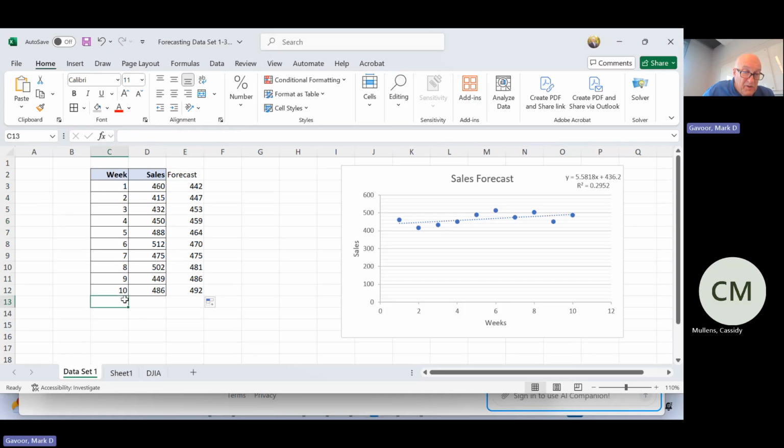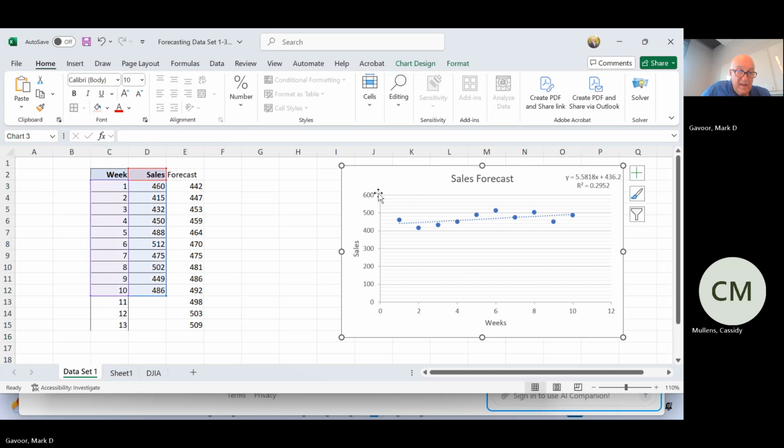Now, if I wanted to forecast in the future, I put 11. Oh, and wow, Excel automatically gives me the next few numbers. Isn't that nice? So I go here to the graph and I extend these.